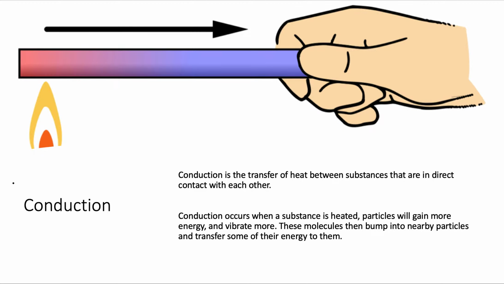For example, in this image we have a stick and the person is holding it. We have a flame which is heating the stick. Conduction occurs when a substance is heated. The particles will gain more energy and vibrate more. These molecules then bump into nearby particles and transfer some of their energy to them.